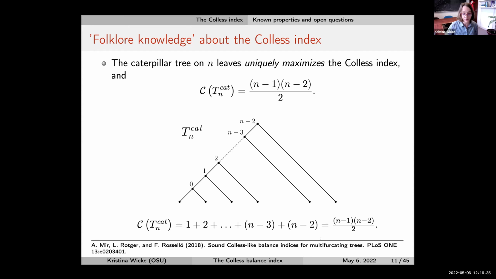And you can then show, for instance by induction, that the caterpillar tree is in fact the unique tree that achieves this value. Again, this was stated several times, but a formal proof was in fact not given until 2018. Okay, so in any case, the caterpillar tree uniquely maximizes the Colless index, so it's the unique most imbalanced tree according to the Colless index.